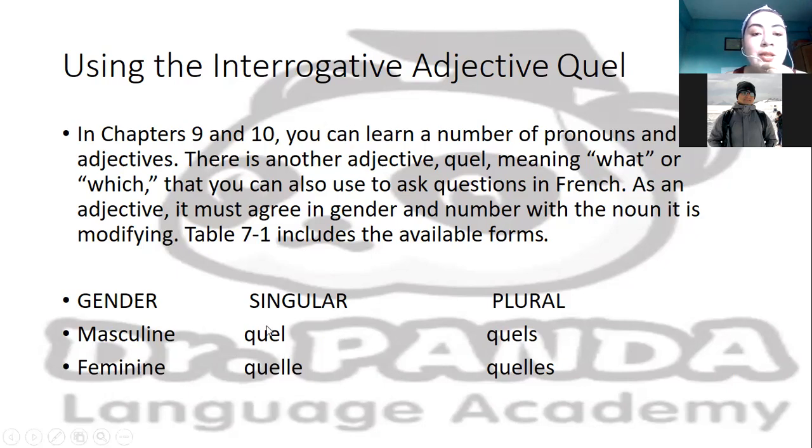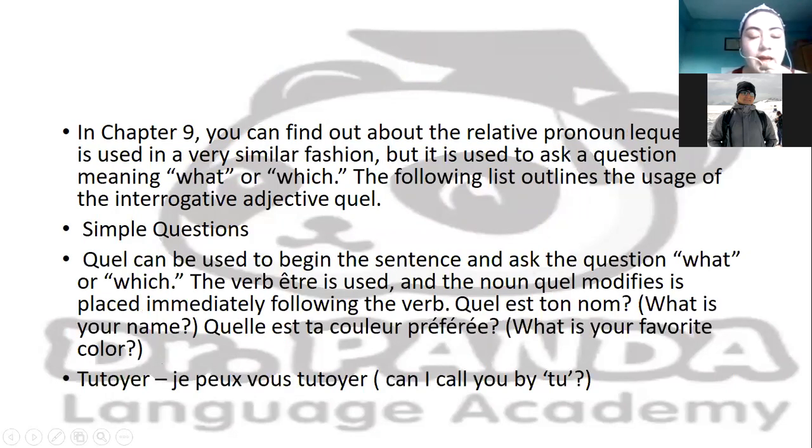So in masculine, you have quel. And in feminine, it is quelle, double L-E. And when you want to make it plural, just add an S. In chapter 9, you can find about the relative pronoun lequel. Quel is used in a variety of similar fashion, but it is used to ask a question meaning what or which. So the following list outlines the usage of the interrogative adjective quel.